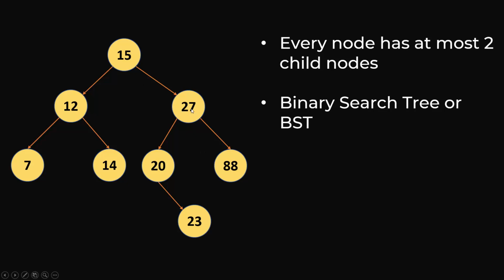If you look at any node, let's say this node 27, on the left hand side you have values less than 27, which are 20 and 23. On the right hand side, you have values greater than 27, which is 88. Another property is that elements are not duplicated. So if you try to insert 27 again in this tree, it will not insert a duplicate. The elements are always unique.